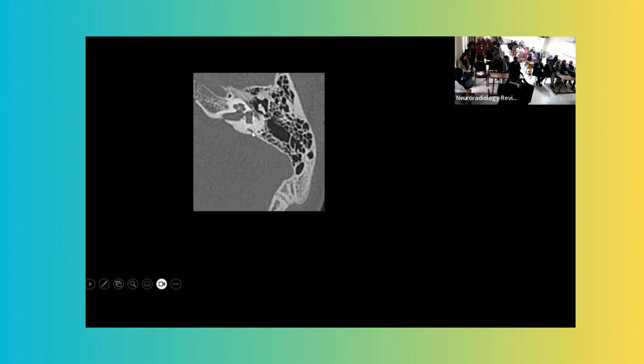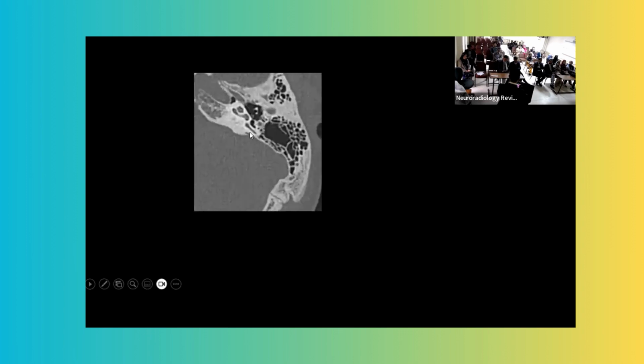And now we are seeing this vestibular aqueduct. So this is the aqueduct, which should be as wide as any semicircular canal. So this is also an important bony landmark. We can see the vestibular aqueduct here, and it is as wide as this semicircular canal. So it is a normal finding.